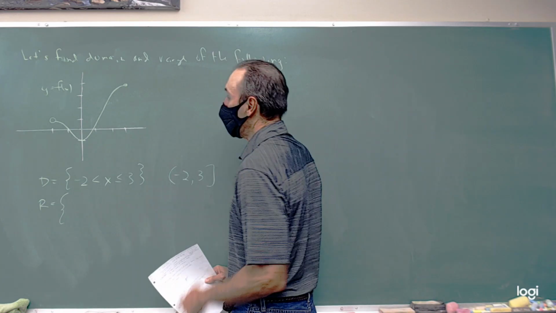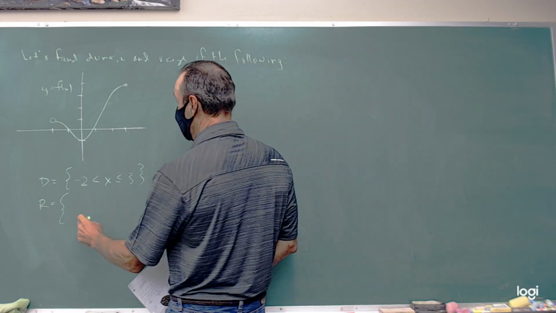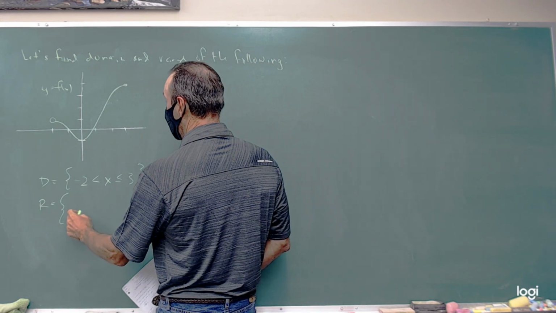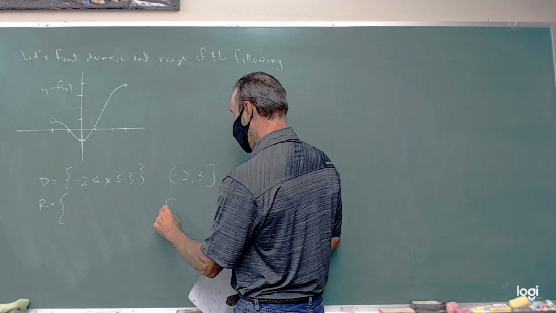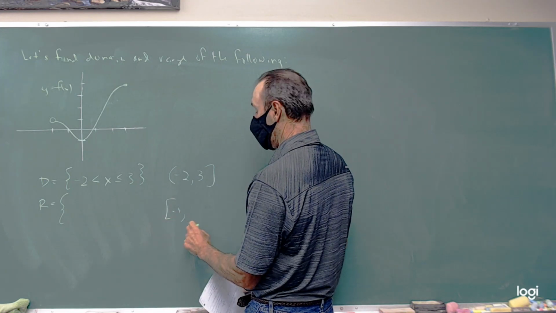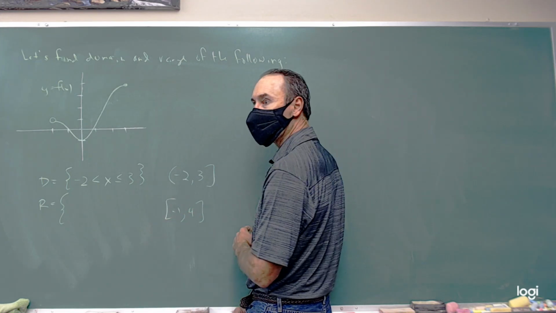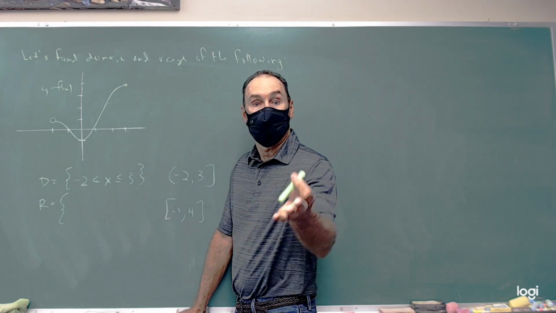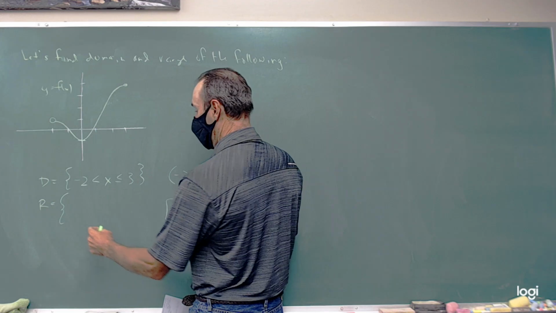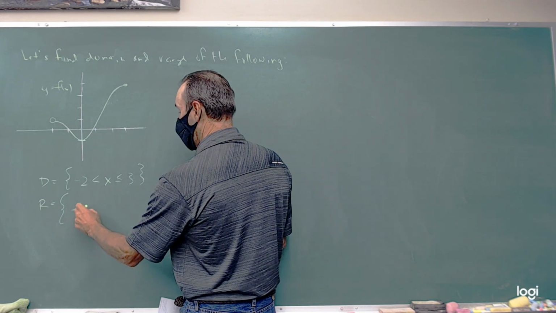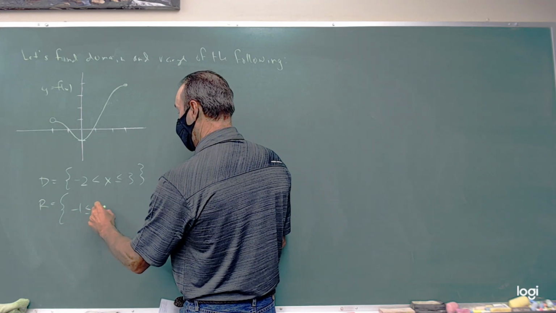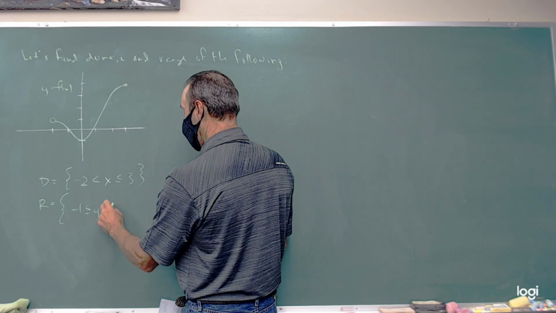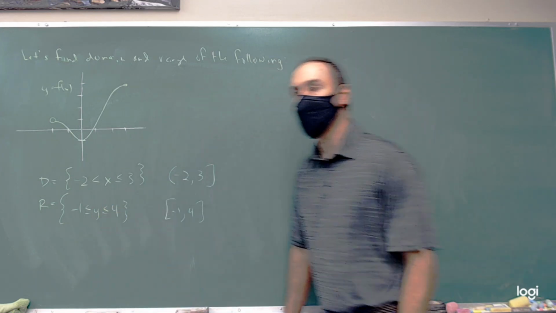Okay, range. Katrina, what did you get for range? In brackets, negative 1, 4. Good. So including the negative 1, including the 4. Anybody do it in inequality notation? Go ahead, Cade. Negative 1 is less than or equal to y, which is less than or equal to 4. Excellent. So those are equally acceptable.